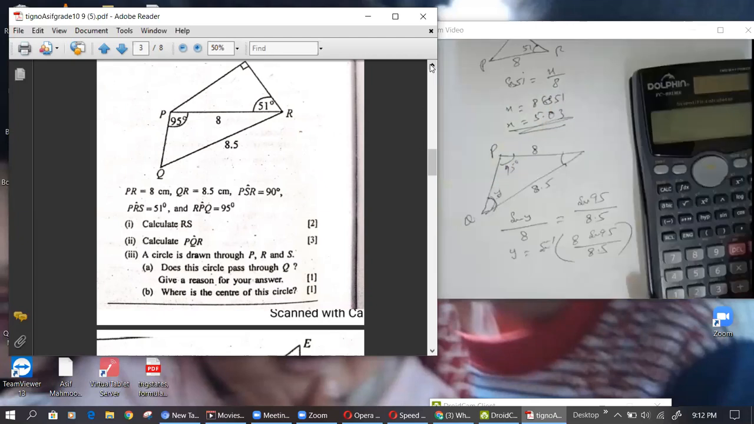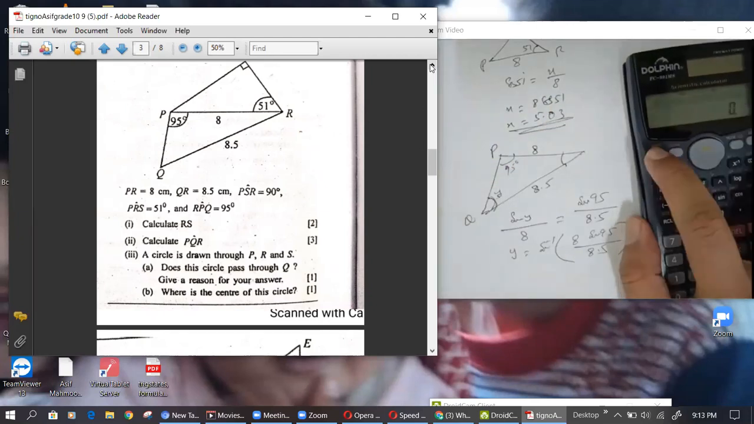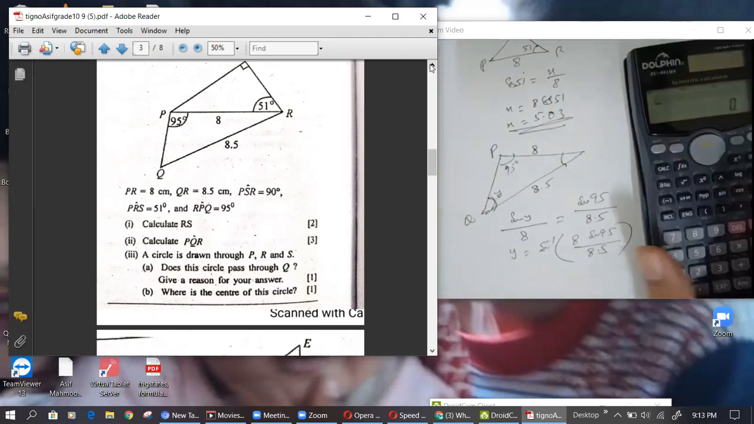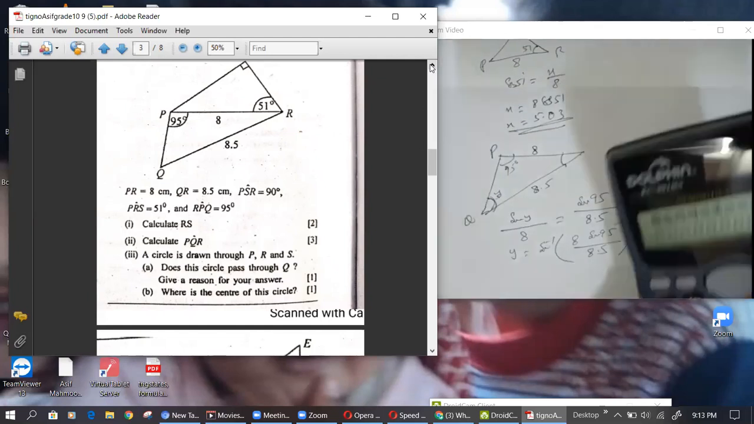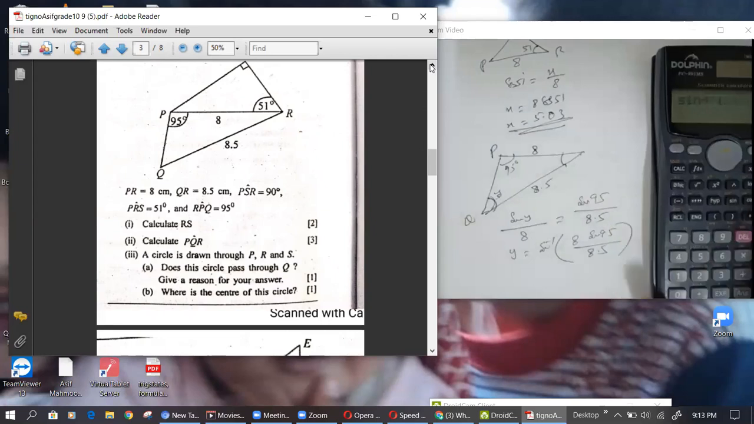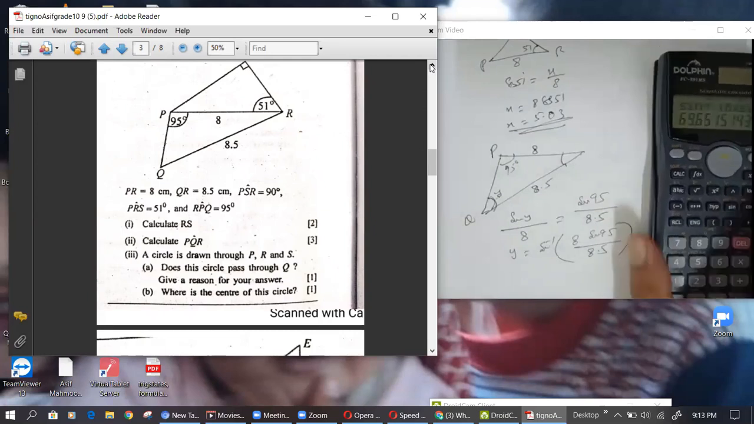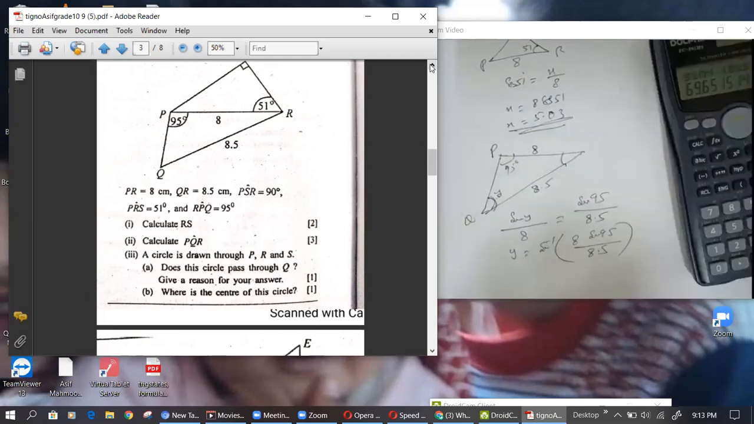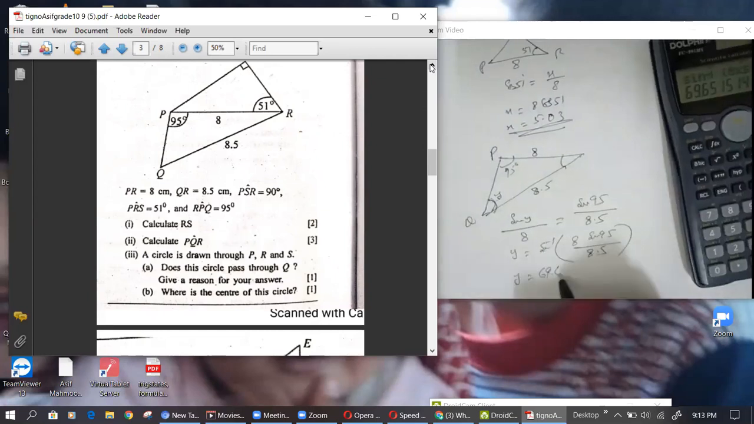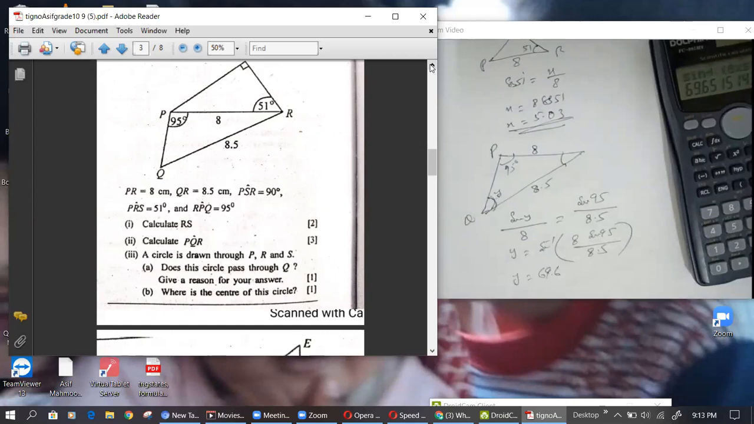Shift sine, then bracket, 8 into sine 95 divided by 8.5, bracket off. So the answer is 69.6. Good, 69.6.